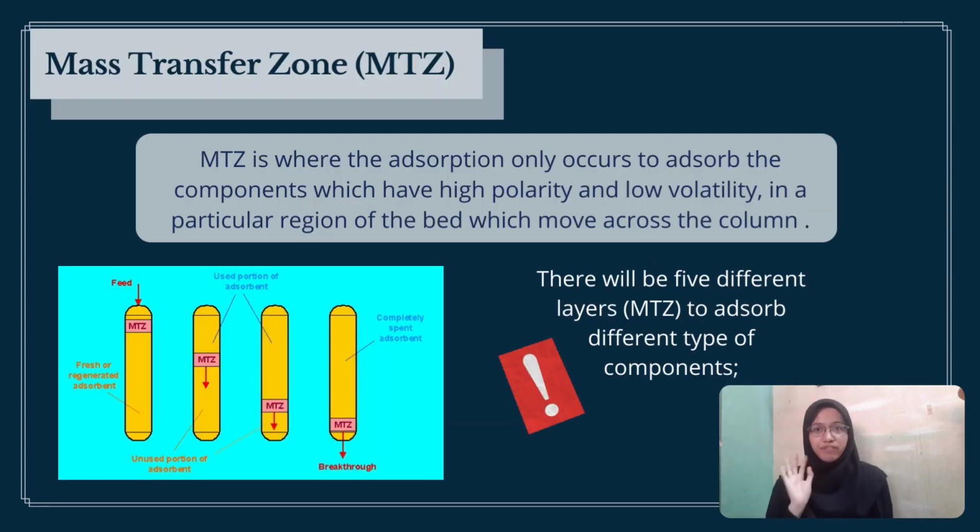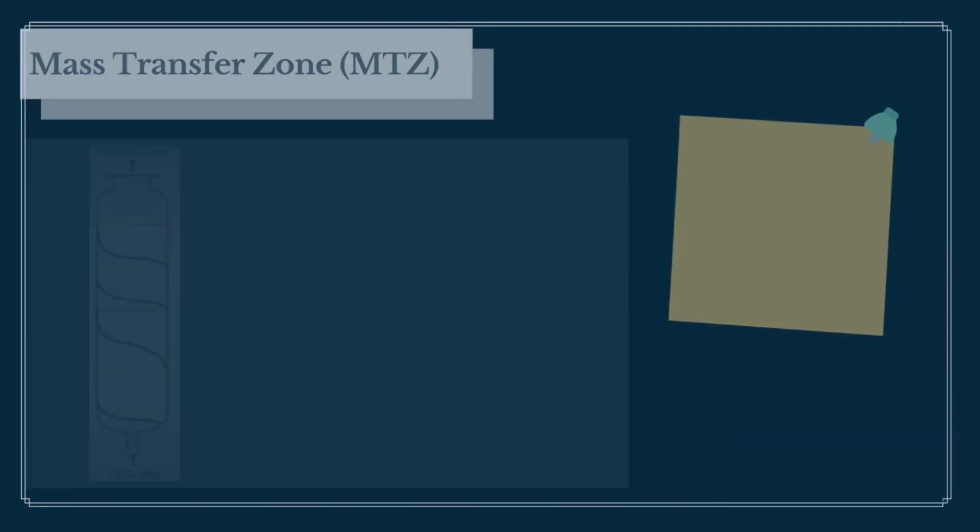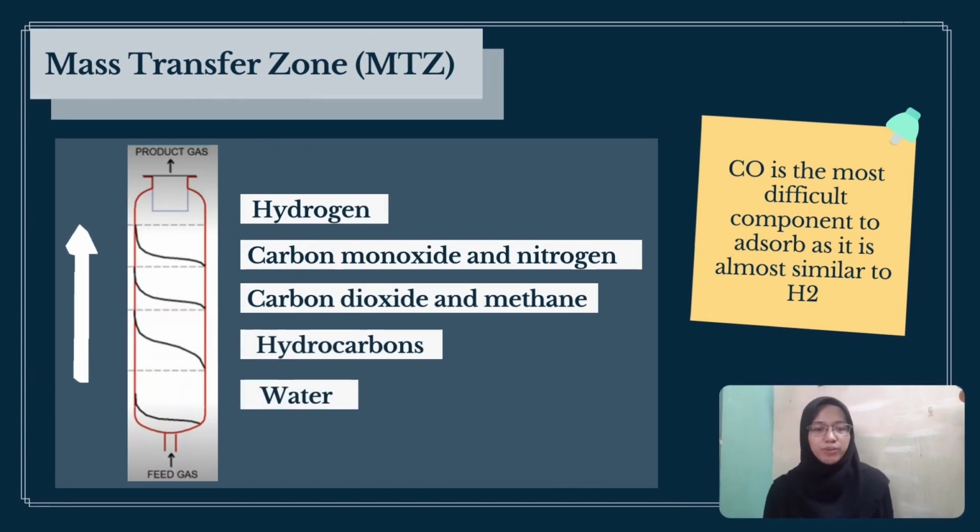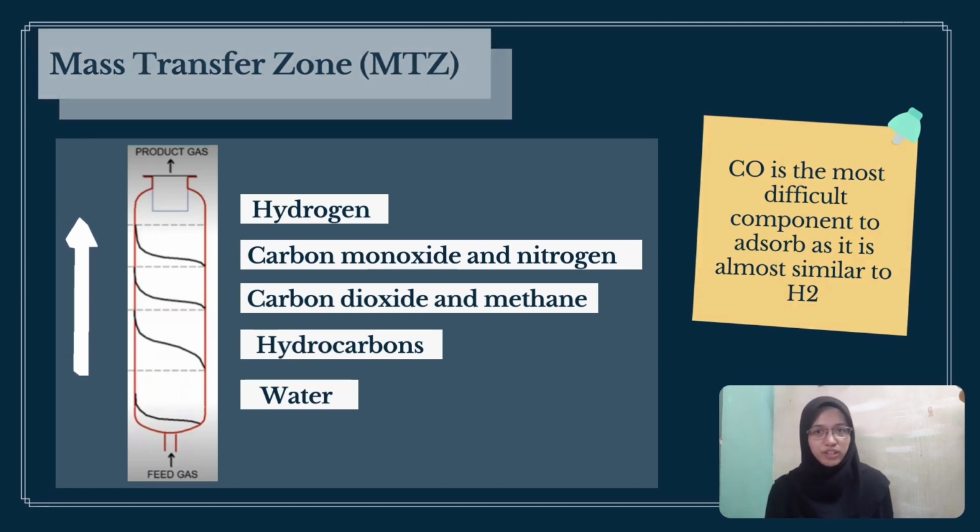Next, there will be 5 different mass transfer zones present in the column to adsorb different components. The diagram will look like this. The difficulty to adsorb components increases as the stream ascends through the bed. Carbon monoxide will be the most difficult component to adsorb as it is almost similar to hydrogen.